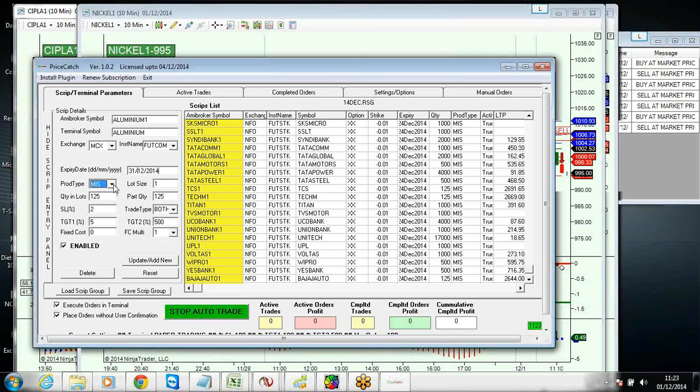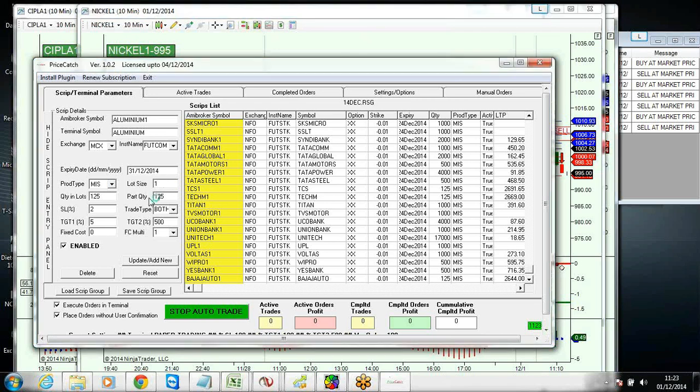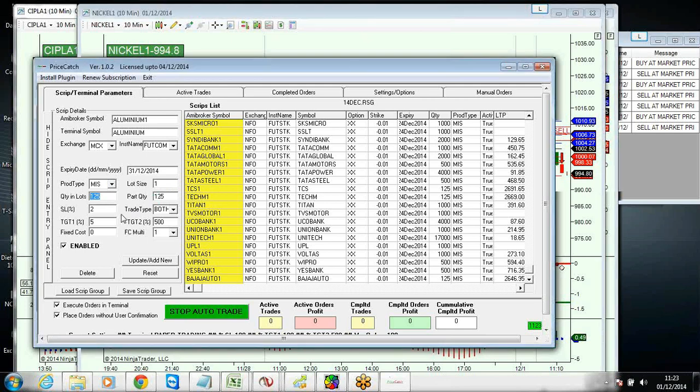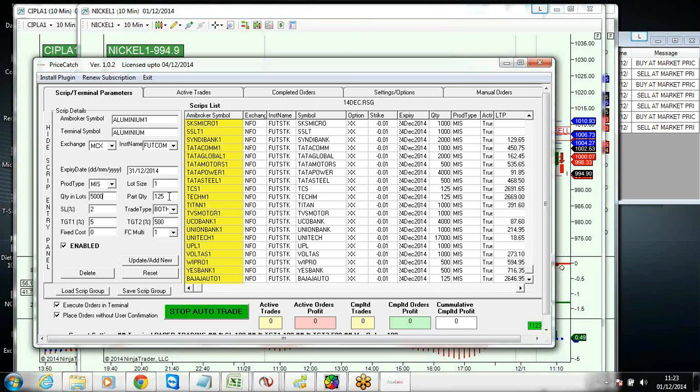So I will place an MIS order. The lot size I will put as 1 only. So 5,000 is the quantity lot size. Since I'm trading only one lot, I put the quantity as 5,000. Stop loss, let me say I'll put it at 1%. You can change that. So I'll just update it here.